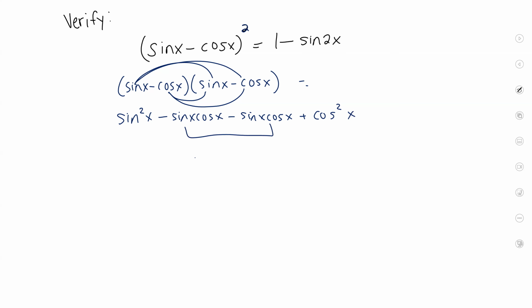This is just -2 sine cosine, because you have 2 of them. And they're both negative, so -2. Sine squared and cosine squared is just 1. This is the identity, sine 2x. And that matches.